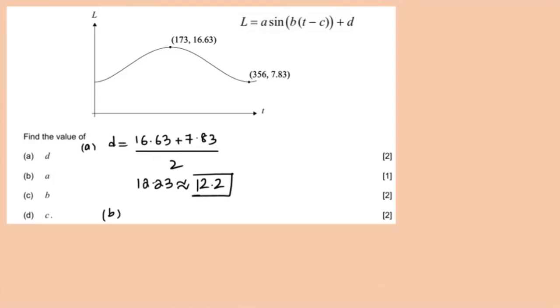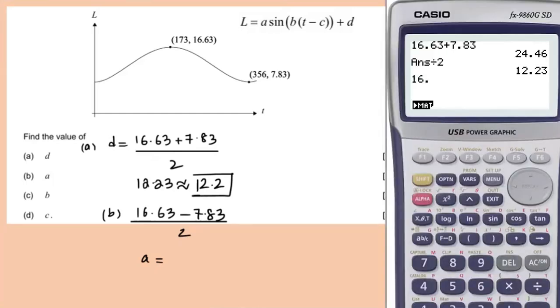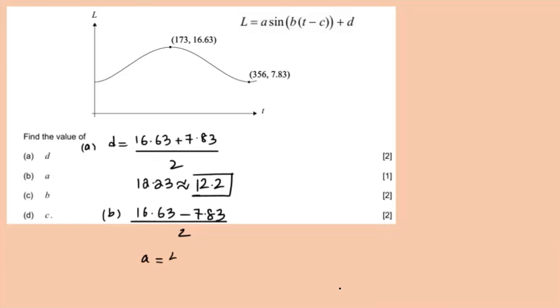Okay, I need to find the value of the amplitude. For amplitude, as I used earlier, you can make the midline and then find the difference, or this is a good way: just subtract max minus min and half it. So this will straight away give you the value of A. So 16.63, subtract 7.83 and divide it by 2. So I'm getting 4.4 for the A value. Okay, that's D. This is A.